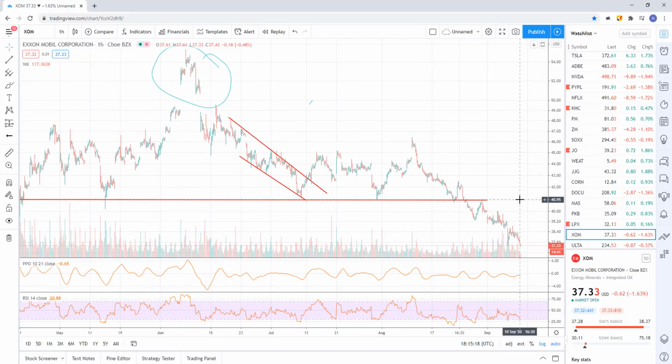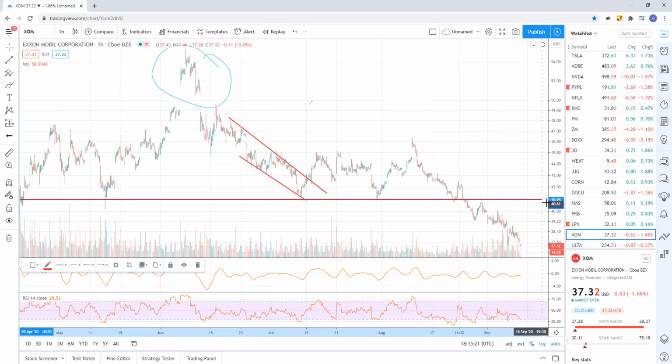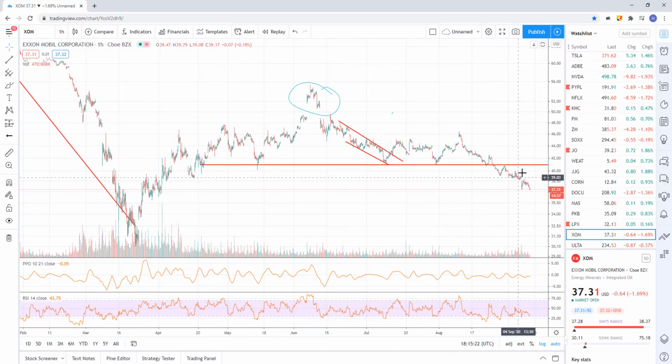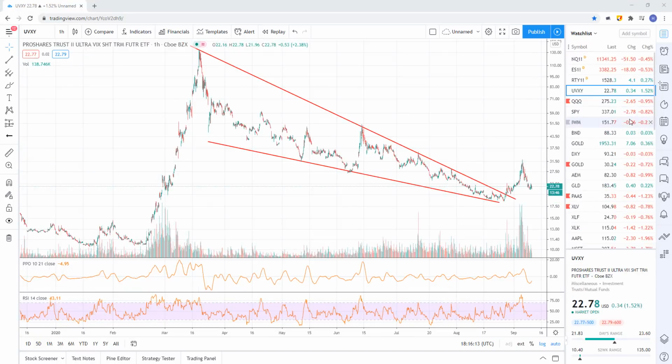A recovery of 41 would be bullish, because that would mean that all this price action down here was a false breakdown. So if you can recover 41 on XOM, I definitely would be interested in being long if we got a nice close, probably on the daily chart, above 41. Then I would expect that this thing actually could go higher. Until then, it's bearish. Looks like it's heading lower.